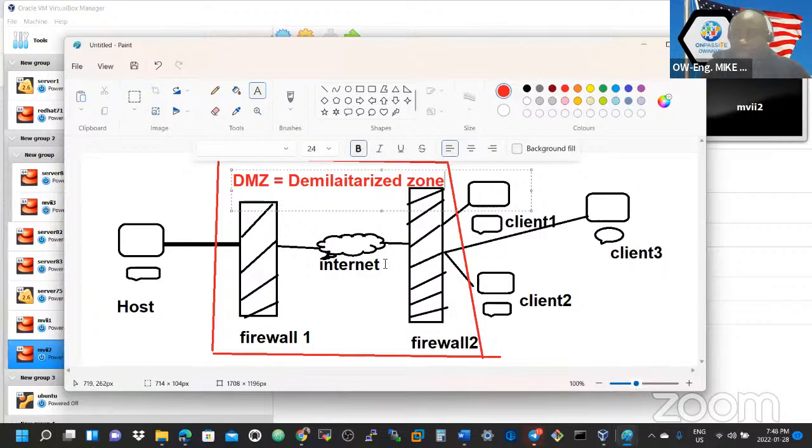So we have our network, which is the internet. And immediately after that internet, we have another security, which is firewall number two, which is also capable of filtering the ingoing and outgoing traffic. Then let's say we have server number one, it can be a mail server. Client number two can be a printer server. And let's say client number three can be for file transfer protocol.